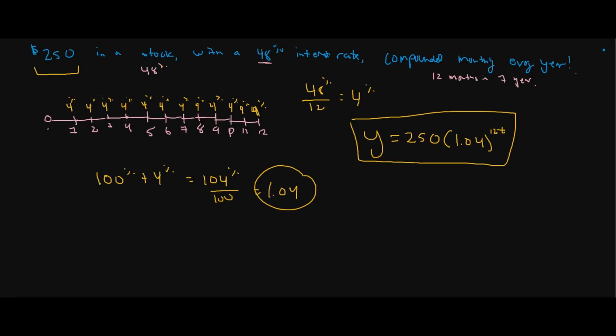I think the hardest part is just getting our new percent multiplier. All right, so let's set up another problem. Let's say $251, increasing, compounded daily every year. And let's write an equation for this.